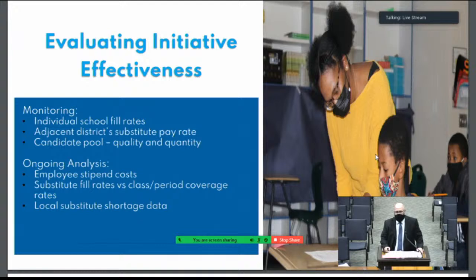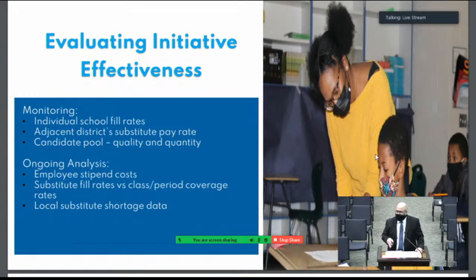But this is from what I can research in other districts and other states, this seems to be the common solution that people are looking at. What we'll do is continue to monitor fill rates, continue to monitor those unfilled jobs, and look to fill as many of those as we can as we go forward.